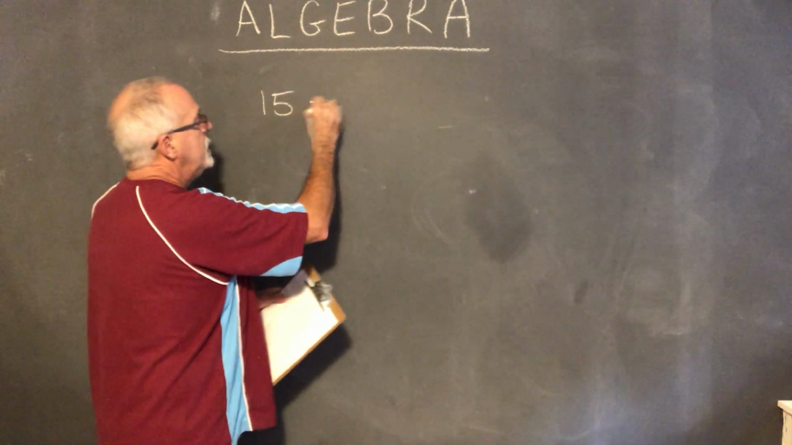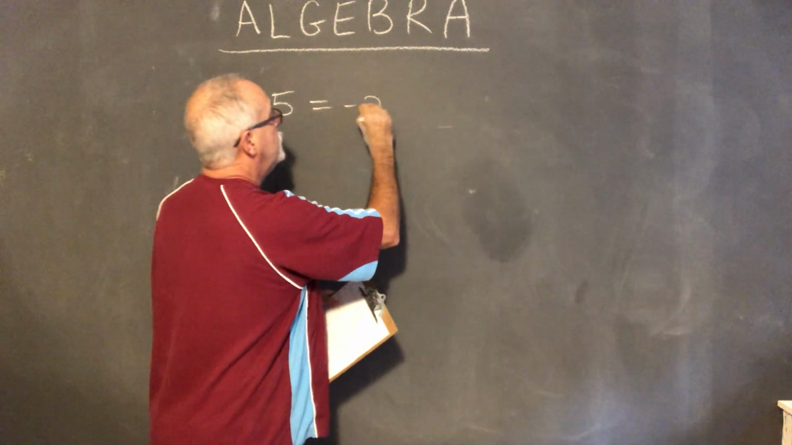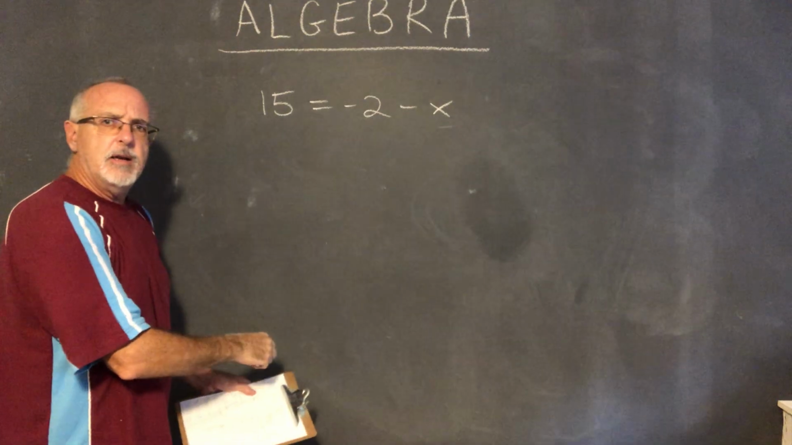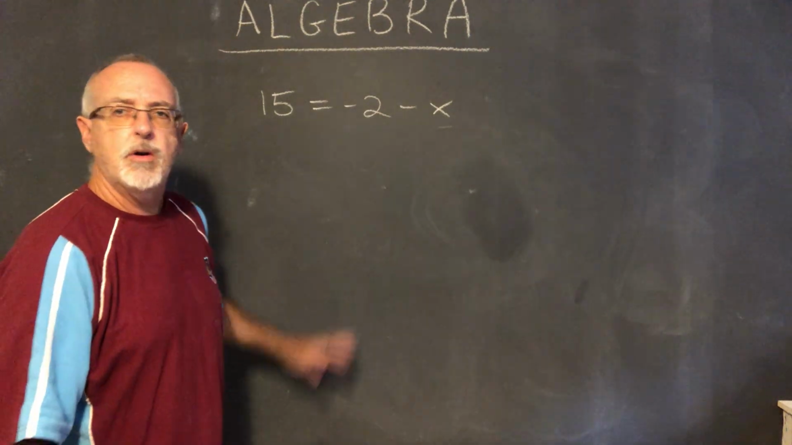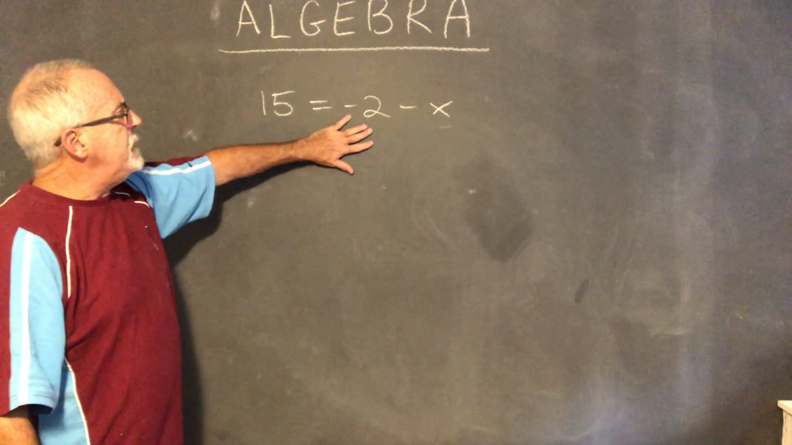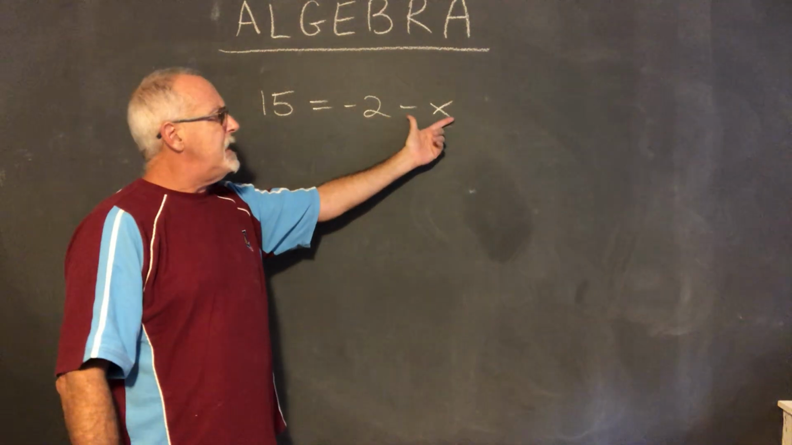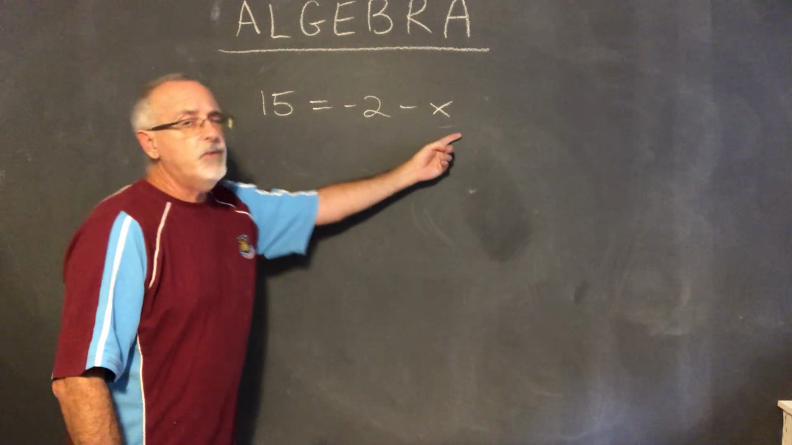Okay, my first problem. 15 equals negative 2 minus x. So it's not exactly like the one I just did. I didn't write it very big, did I? I'll try to write bigger in the future. 15 equals negative 2 minus x. Okay, my x is being subtracted. It's a negative x. And the x is over on the right side.